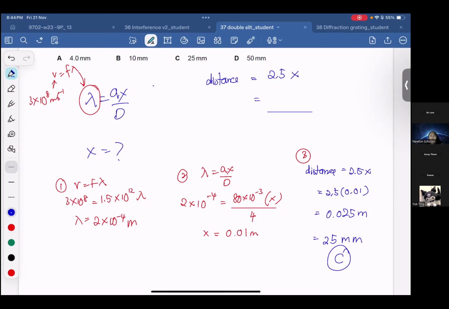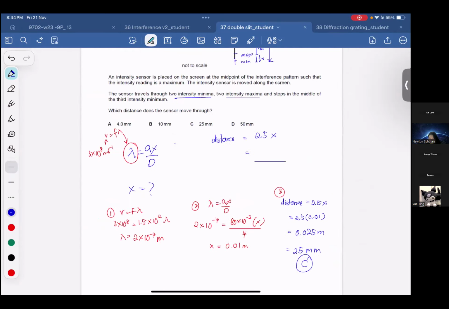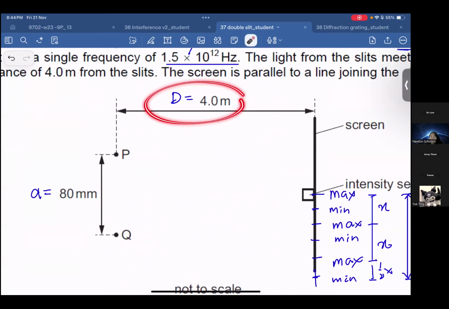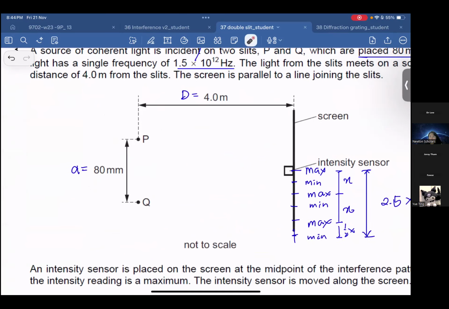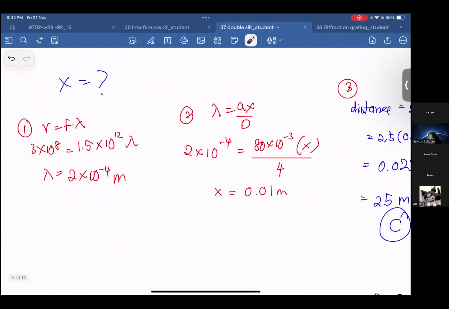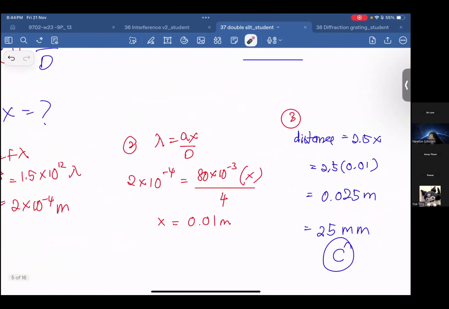You mean why need to multiply 2.5, or what? I thought D is given already. D is given, D is here. 4. Wesley, D is given 4. Then find x, then divide by 2.5. Find x, then divide by 2.5. Why need to divide by 2.5?